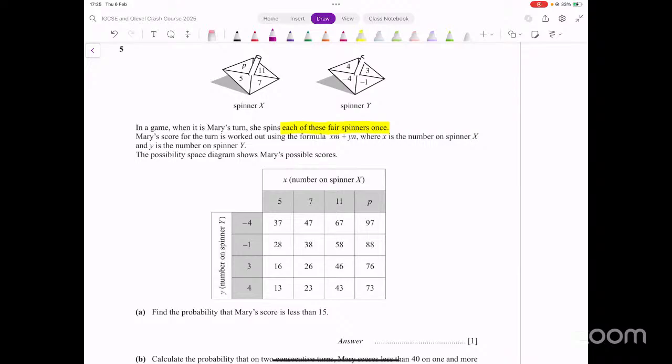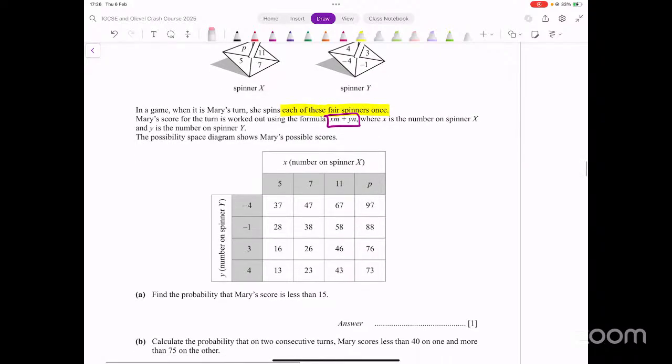The score is calculated using this formula xm plus yn, where x is the number on spinner x and y is the number on spinner y. The possibility diagram shows Mary's possible scores. Now, on one spinner, these are the possible outcomes: -4, -1, 3, and 4. That's the y one. And on the spinner x, you have 5, 7, 11, and b. How are they calculating the scores? xm plus yn. That's the formula that they're using for this. So we need to find the probability that Mary's score is less than 15.